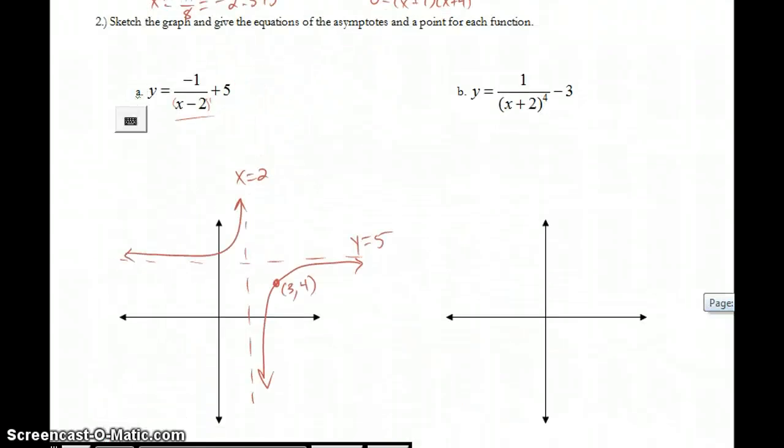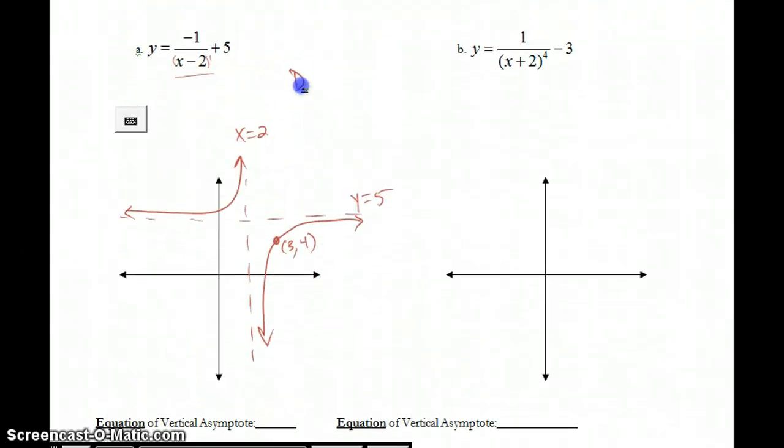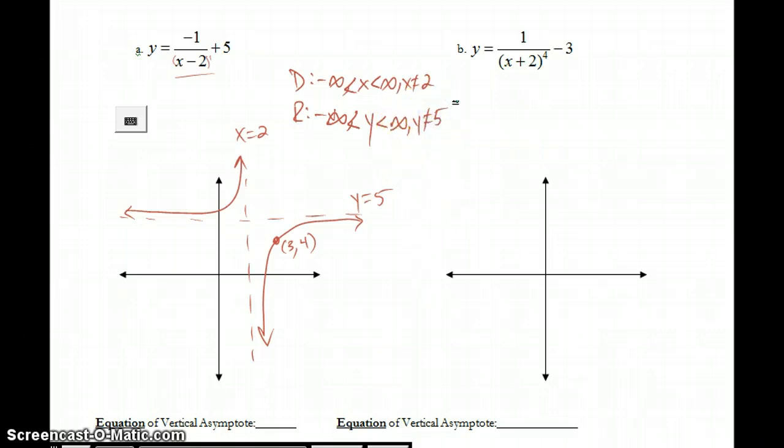Aside from our asymptotes and the point, I'd also like to take a second to tell you domain and range. The domain of this graph, it goes all the way to the left forever, so negative infinity. It goes all the way right, no point where it stops, we go to infinity, but it skips over when x is 2, so we say it doesn't equal 2. The range, there is no lowest value, so it goes to negative infinity. There is no highest value, so it goes to infinity, but it doesn't ever have a value of 5.